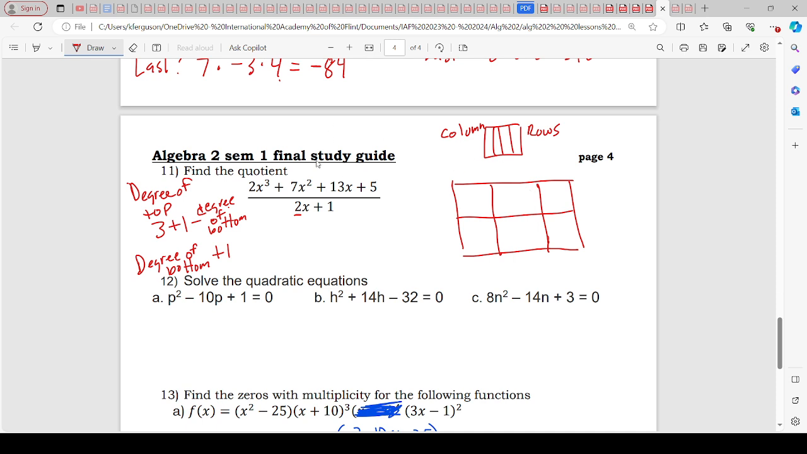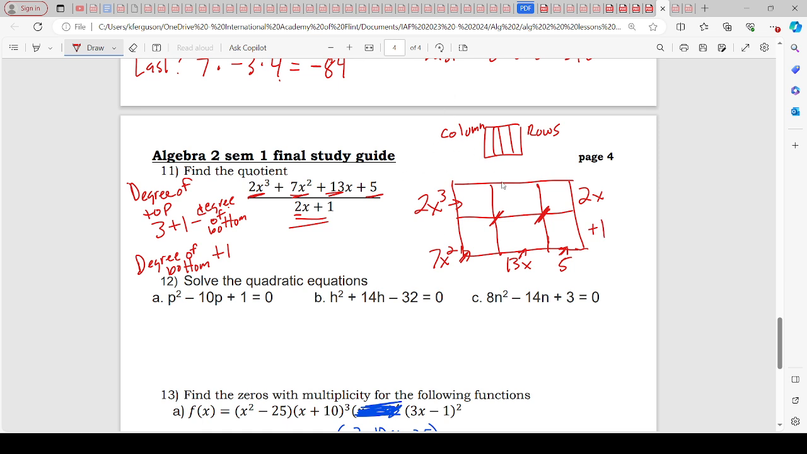So now that I got my 3 by 2 box, I'm going to place all of my terms around this shape that I made. So I'm going to start with the first one. 2x to the third power is going to point to this box. 7x squared is going to point to these two boxes. 13x is going to point to these two boxes. And then this last box right here is going to be where 5 points. And then on the end here, I'm going to put what I'm dividing by. So I got 2x plus 1.